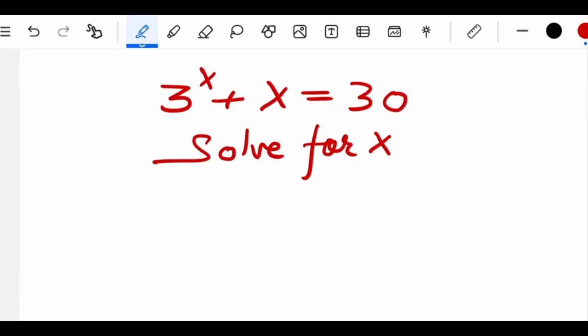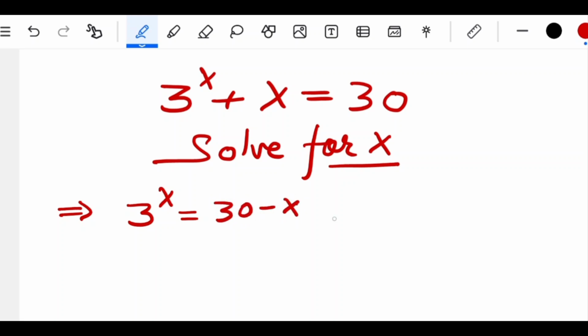So today in this video we have to solve for x by using Lambert W functions. For this, first of all transfer x to that side. So the result you have is 3 raised to x is equal to 30 minus x.